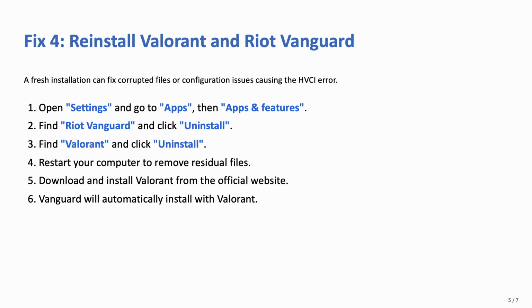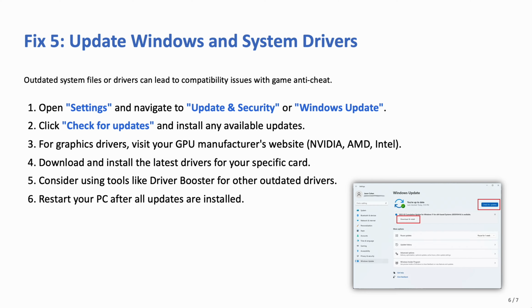Then reinstall your Valorant and Riot Vanguard. A fresh installation can fix corrupted files or configuration issues causing the HVCI error. For this, open the Settings app, then go to Apps and features and find Riot Vanguard and click the option of uninstall. Then find Valorant and uninstall it. Then restart your computer to remove the residual files, and download and install Valorant from the official website. Vanguard will automatically install with Valorant.